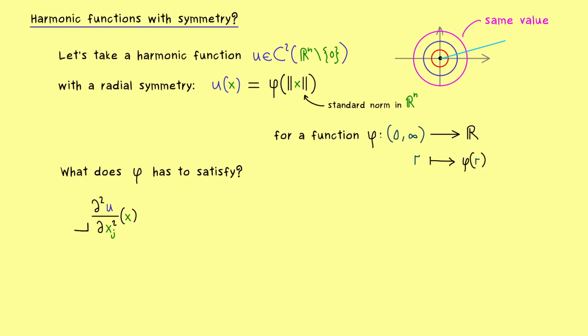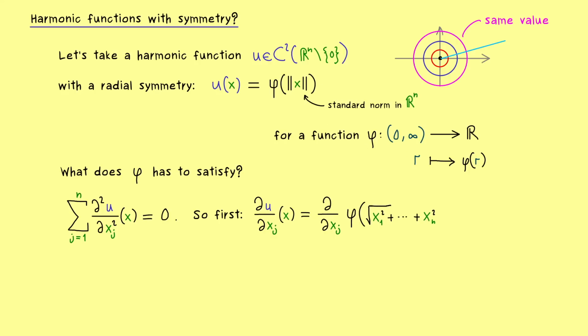So again, we assume that u is harmonic, so summing up these partial derivatives gives us 0. Therefore, let's first start with the first order partial derivative del u del xj. There we just have a chain rule because we have this composition of two functions. More precisely, we have phi of the square root of the squares added. So the Euclidean norm in Rn is not so complicated and we can definitely form the derivative. So the first thing we get here is phi prime of x in the norm, and then times the derivative of the square root times the inner derivative 2xj.